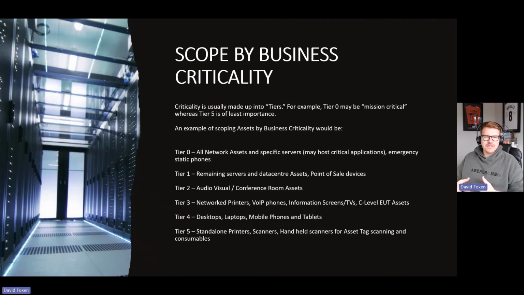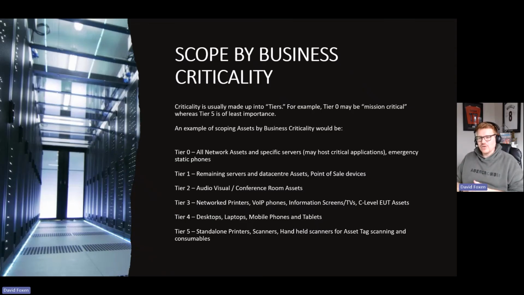Tier two, typically audio visual conference room stuff. Again, if you're customer facing, if you need to do a meeting and your AV goes down, that's not great. So that's typically a tier two. Tier three is typically your network printers that a lot of your end users are connecting to be able to print stuff. Because it still happens, people still print everything. Not everything's digital at the moment. You've got your VoIP phones, your information screens and TVs. You probably walk around a lot of departments and you can see dashboards on how long people have been waiting on a phone call, or critical systems like alerts and stuff like that.